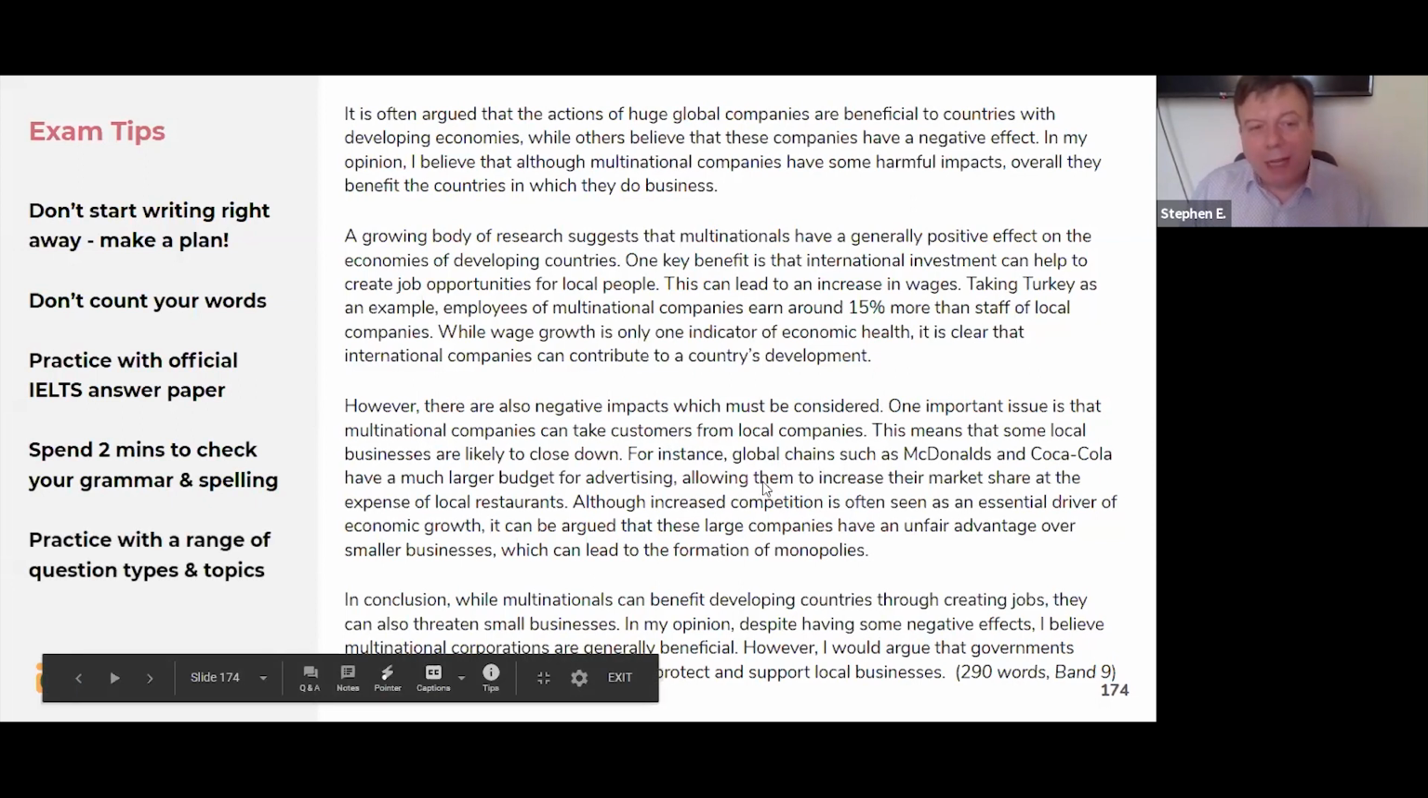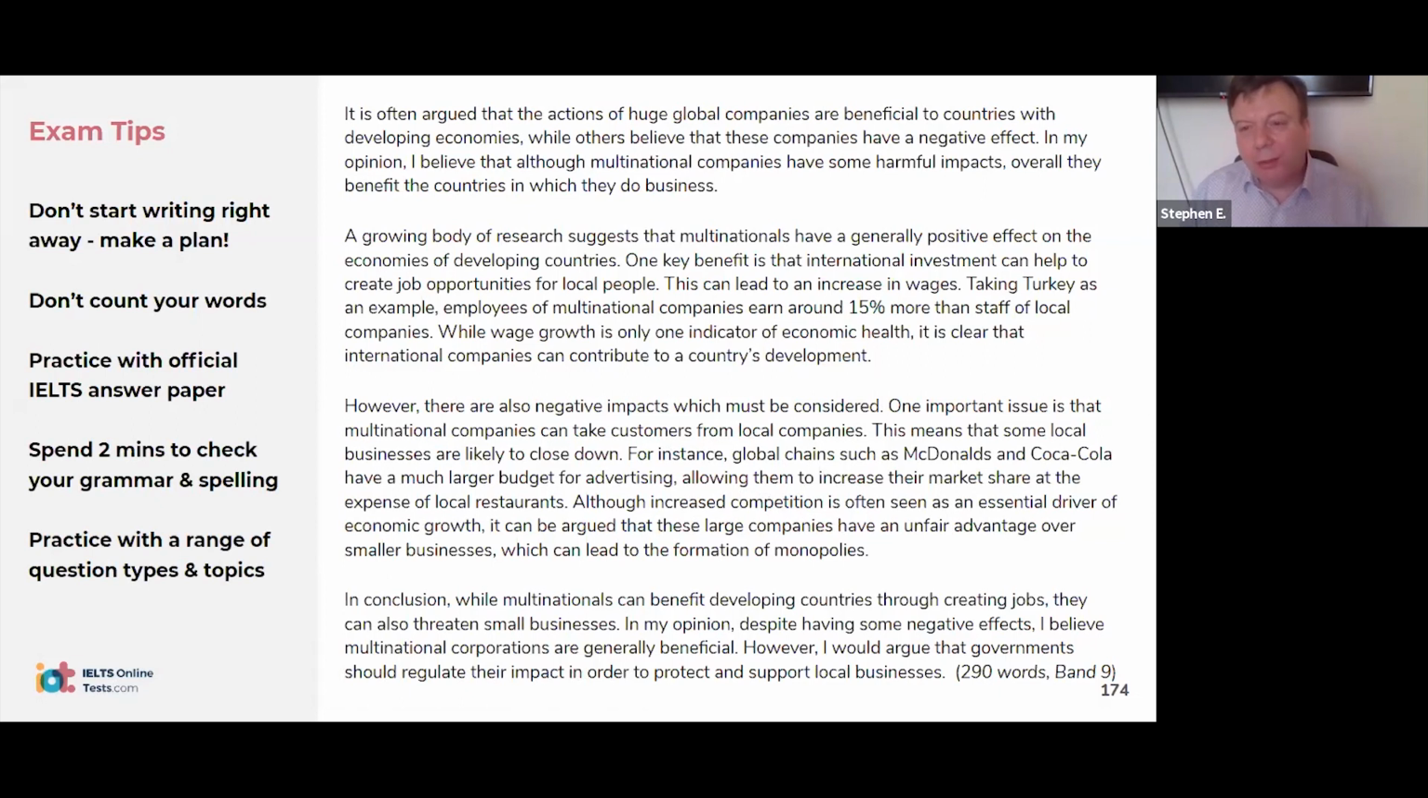And then have a look at a range of topics and question types also, because you'll probably find that you've got more vocabulary for some questions than you have for others. So for example, you might have a lot of vocabulary for, let's say, environment, but you might not have a lot of vocab for, I don't know, social problems, something like that, okay?